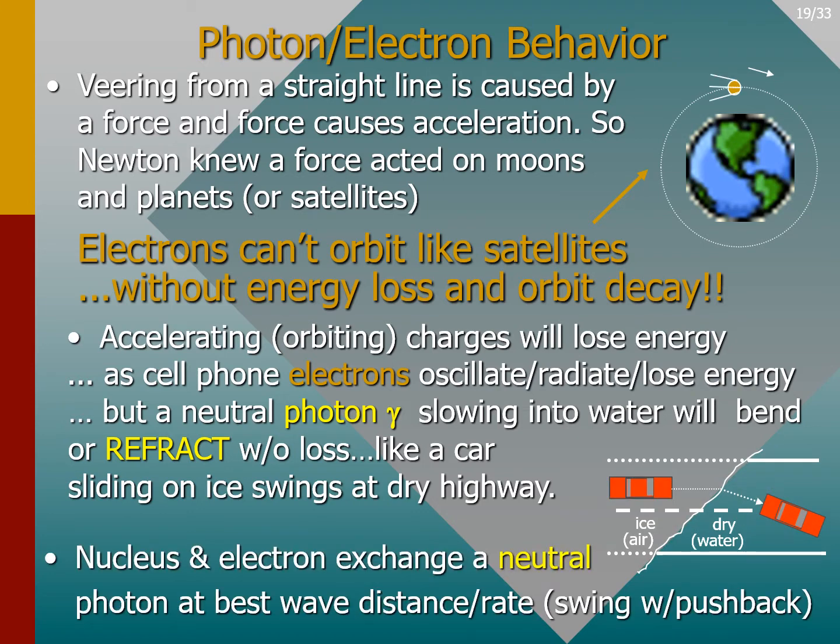Quantum mechanics and the wave equation finally explained why there is no orbit decay. The standing wave formed by photon exchange between an orbital electron and the nucleus can store enough standing wave energy to keep the electron at arm's length.